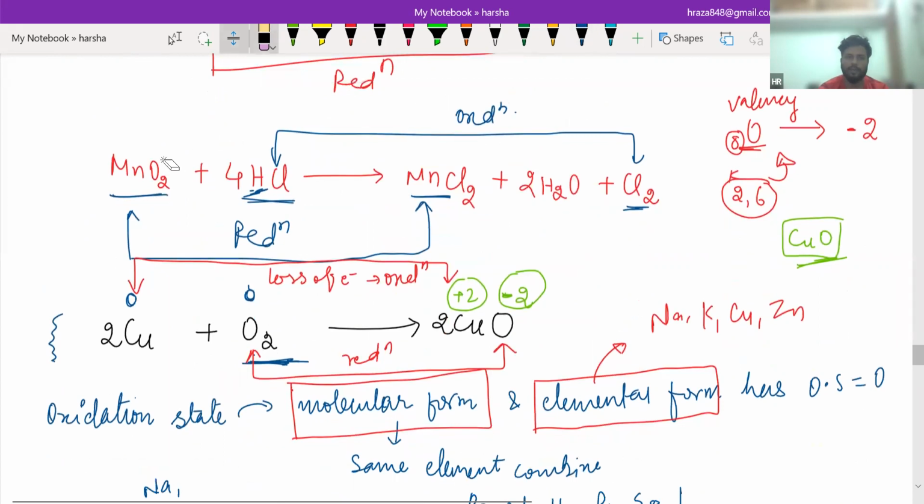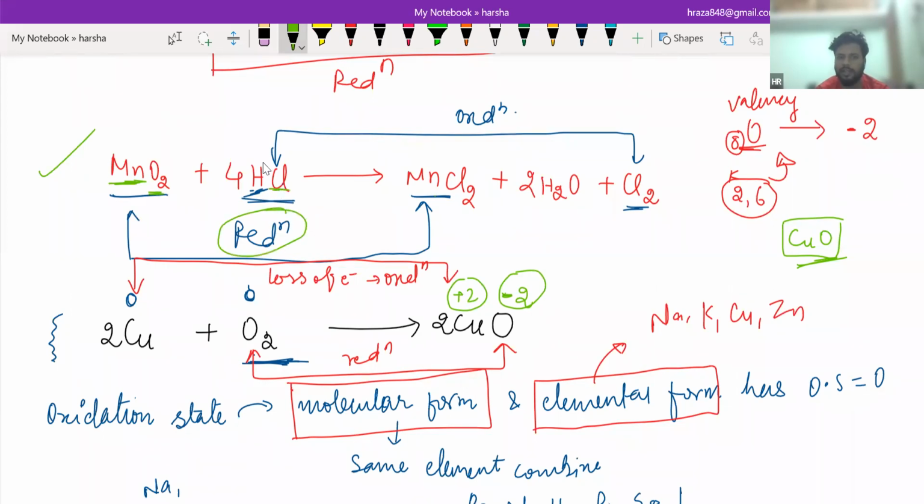Also, this example is very important. You can see MnO2 plus 4HCl will give MnCl2. In the first reactant, Mn is with oxygen, but in the product, oxygen is removed, or it is without oxygen. Oxygen is absent. That means removal of oxygen, that means reduction. And you can see Cl with hydrogen, and now Cl is with manganese. Removal of hydrogen takes place. That means oxidation. Everyone done with this? Yes, sir.